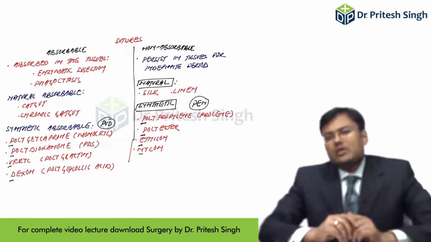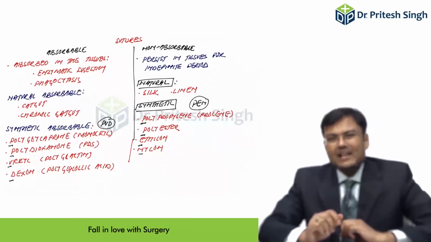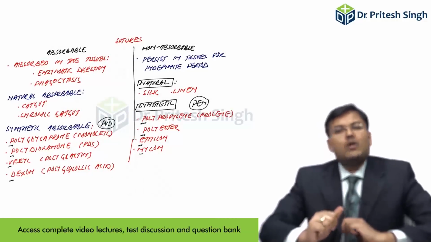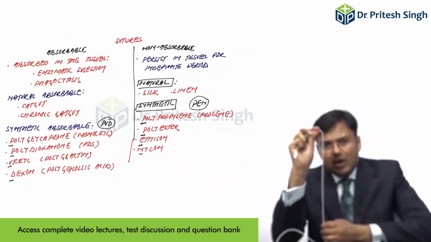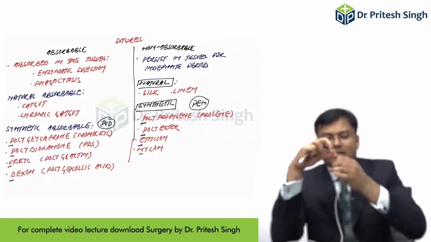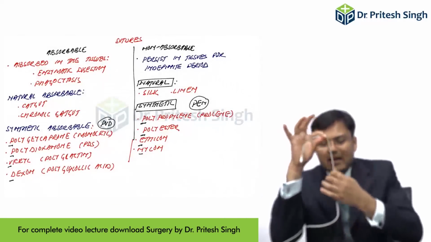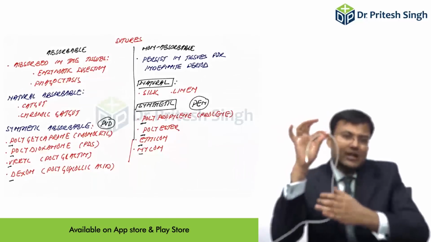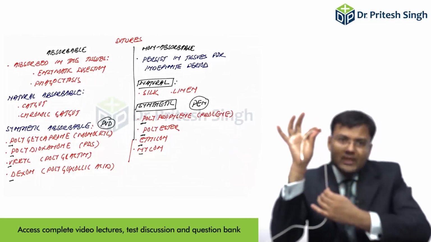After that, sutures are further divided into two types, monofilament and polyfilament. Now what is the meaning? Have a look. This is monofilament. What do you mean by monofilament? Can you see? There is a single strand of fibers. And since there is a single strand of fibers, you can see this is smooth.